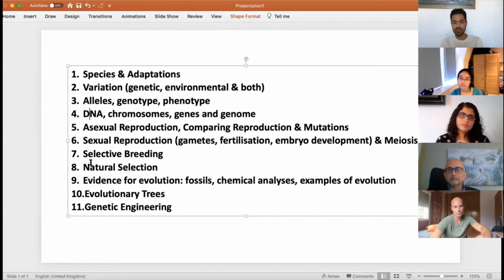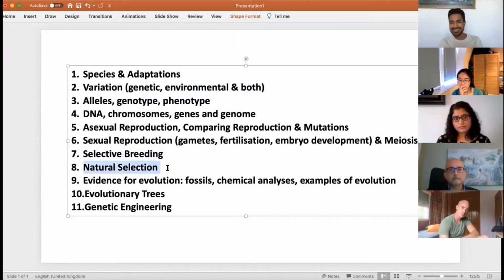I guess one more thing I would say is, having taught this over the course of several years, I've come to the conclusion that selective breeding and natural selection obviously go hand in hand, but putting selective breeding before natural selection is easier to understand. And perhaps that's another principle in sequencing that I've come to think about more: what is easier to understand, teach that first.